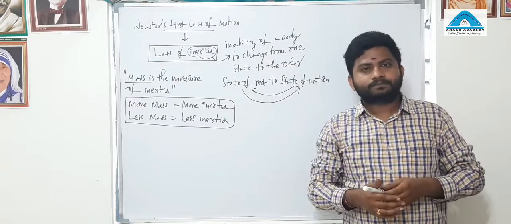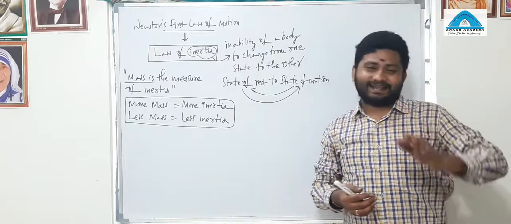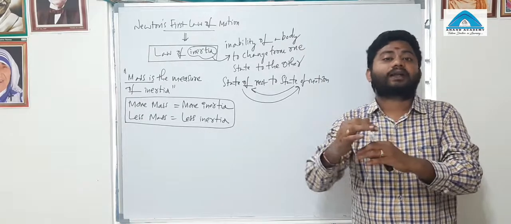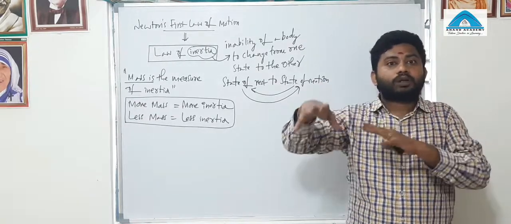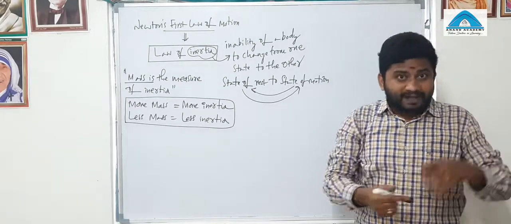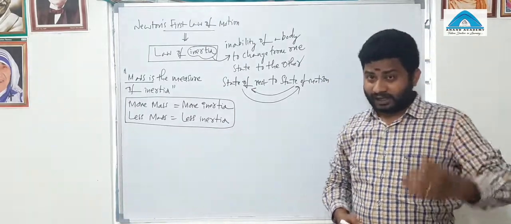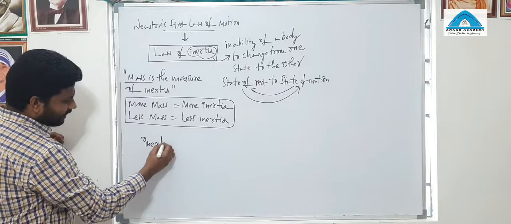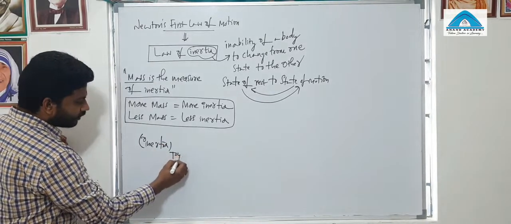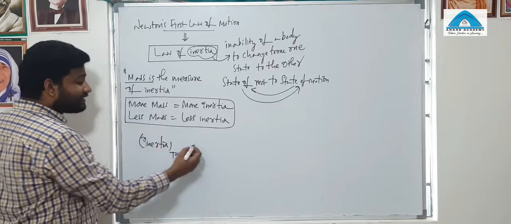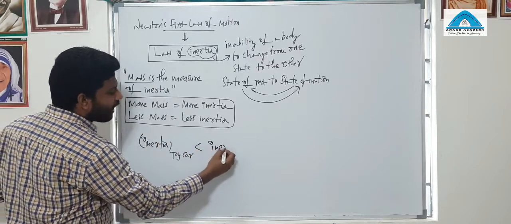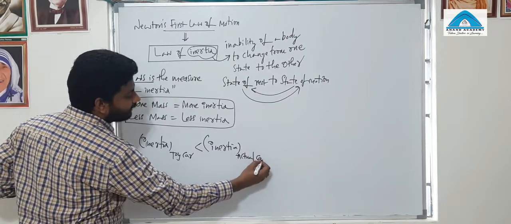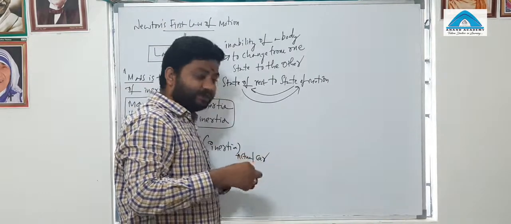So what can you say? Inertia of the toy car is less. Inertia of the actual car is more because of the difference in their masses. So the mass of the toy car is less, its inertia also will be less, right? I'm writing here: inertia of the toy car is always less than the inertia of the actual car or the real car. Okay, and another example I will give you.